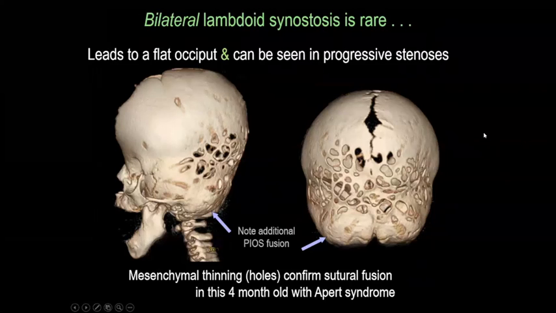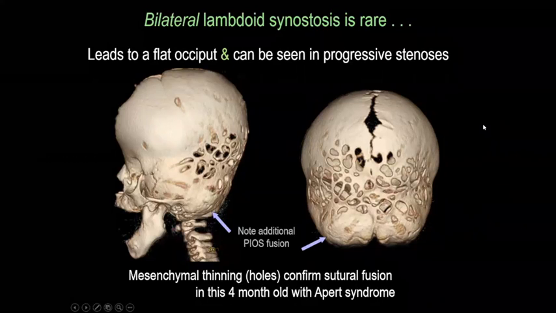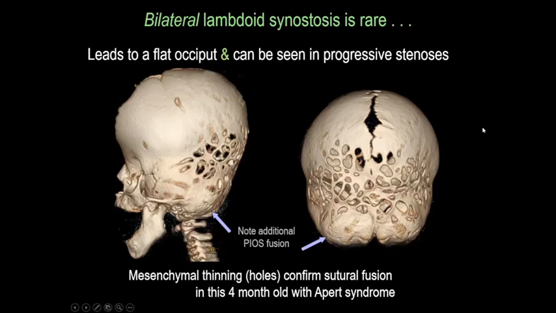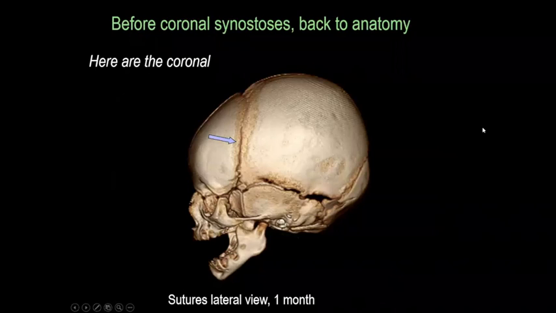Now, bilateral lambdoid synostosis is rare. It leads to a flat occiput. It can be seen in the progressive synostoses. Here again is the additional posterior intraoccipital synchondrosis fusion. Mesenchymal holes or thinning confirm surgical fusion in this 4-month-old with extensive Apert syndrome, but it's on its way to cloverleaf skull. Before we go to the coronal synostoses, let's go back to anatomy.